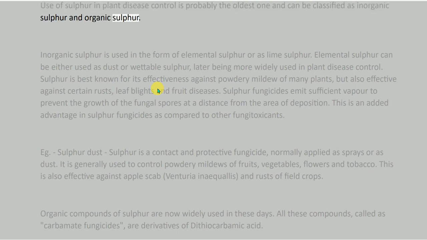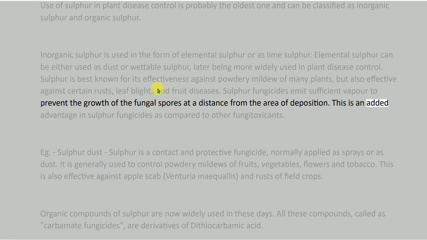Elemental sulfur can be used either as dust or as vegetable sulfur, the latter being more widely used in plant disease control. Sulfur is best known for its effectiveness against powdery mildew of many plants, but is also effective against certain rusts, leaf blights and fruit diseases. Sulfur fungicides emit sufficient vapor to prevent the growth of fungal spores at a distance from the area of deposition.